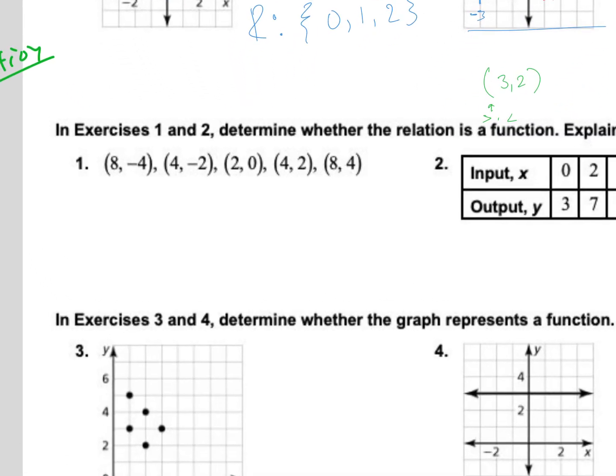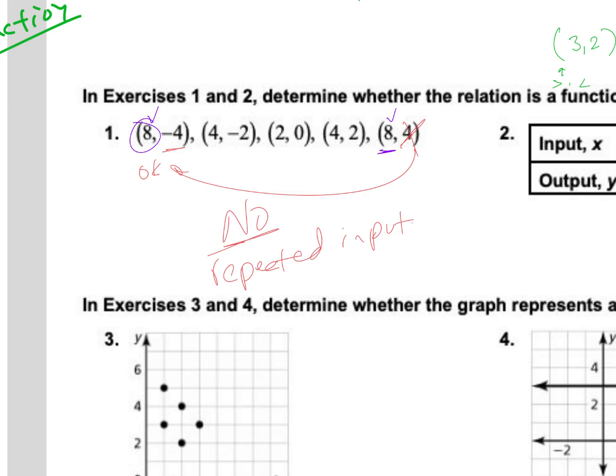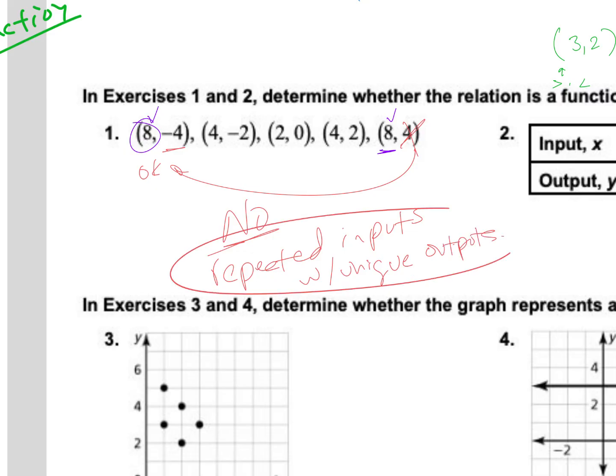Now we're going to determine again, is this a function? Pretty simple. There's an 8, there's an 8. Nope, not a function. Because here's what happens. I press the 8 button, it gives me -4. That's okay, but if I press the 8 again, I want to get the same number, okay? I want to get -4 again, but I get a different number, so no, it's not. And if you need to write an answer, repeated inputs with unique outputs. You don't want that, so this is why it fails.